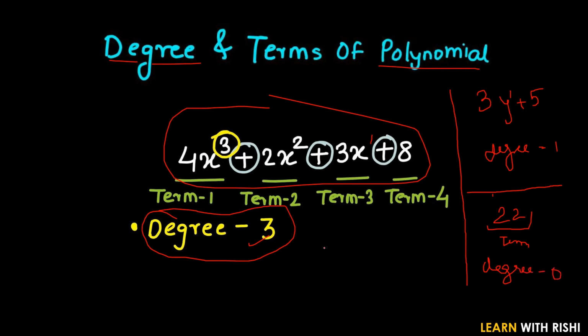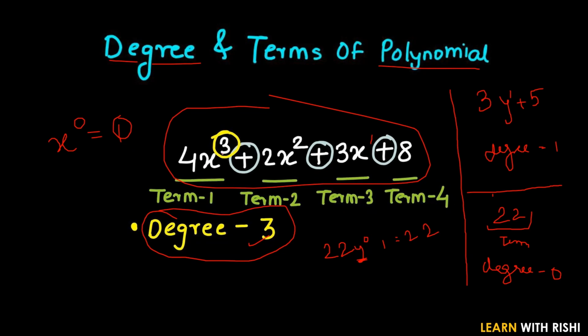How 0? Because I can write this 22 as 22 times any variable raised to power 0. Now, you know any variable raised to power 0 is equal to 1. Anything raised to 0 is equal to 1. 2 raised to 0 is 1. 5 raised to 0 is 1. Y raised to 0 is 1. X raised to 0 is 1. So anything raised to 0 is always equal to 1. So if I replace y raised to 0 with 1, I can write 22 into 1, that is nothing but 22 only. So I can write 22 as 22y raised to 0.